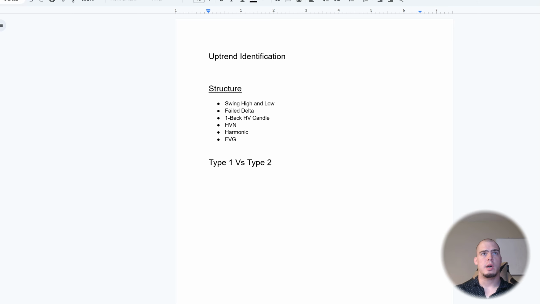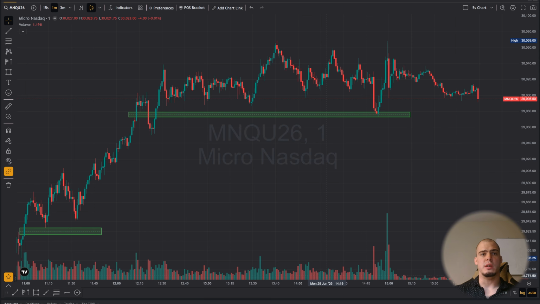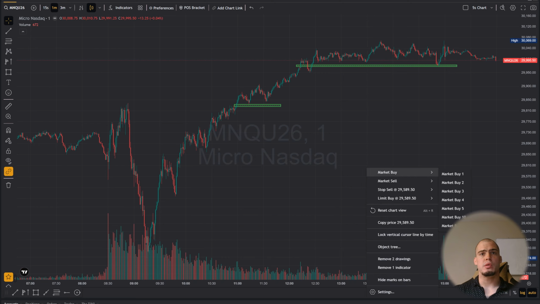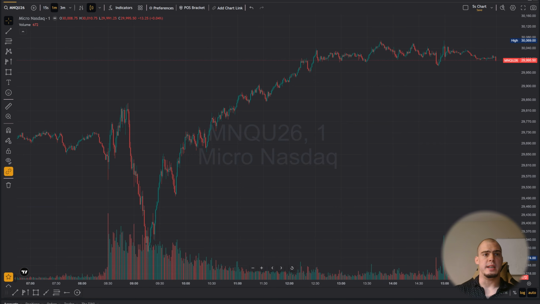So just to review, uptrend identification, there are different strategies that you would trade in a type 1 uptrend versus a type 2 uptrend. And then all of these structures that we mentioned: swing high, swing low, failed delta, one back candles, high volume nodes, harmonic pullbacks, and then fair value gaps or low volume nodes as an indication of residual pressure. Those are all tools that you can use technically to identify the trend.